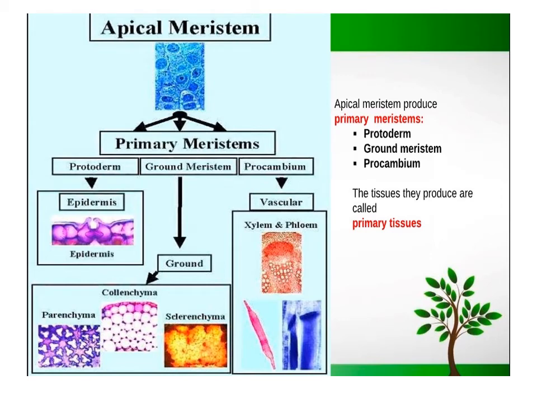Apical meristem is further classified into primary meristems. Protoderm gives rise to the epidermis. Ground meristem produces ground tissues, which are known as parenchyma, collenchyma, and sclerenchyma, and procambium produces vascular tissues known as xylem and phloem. The tissues they produce are called primary tissues.